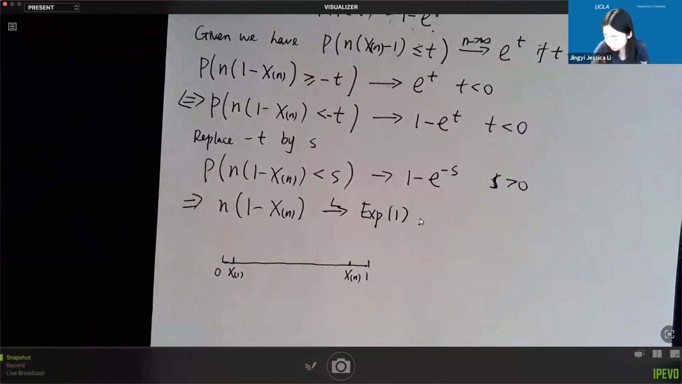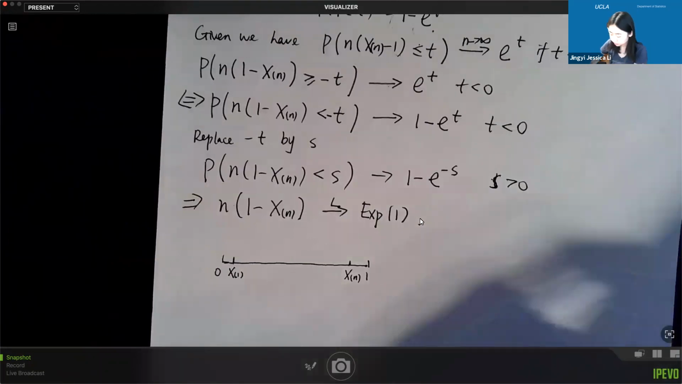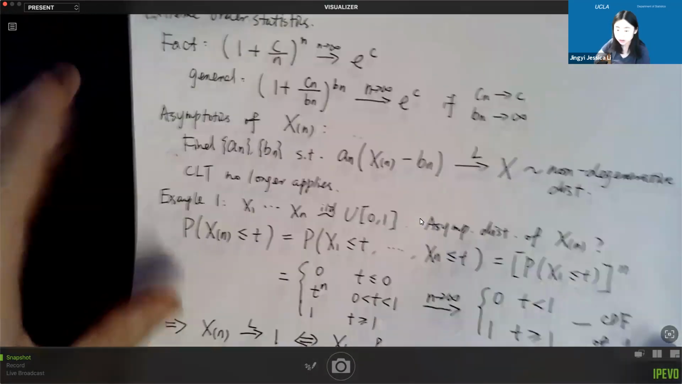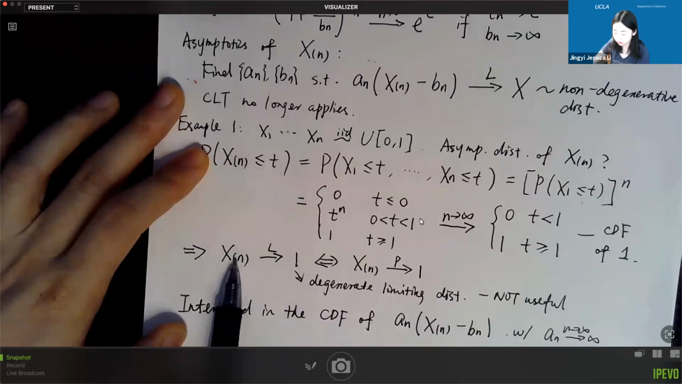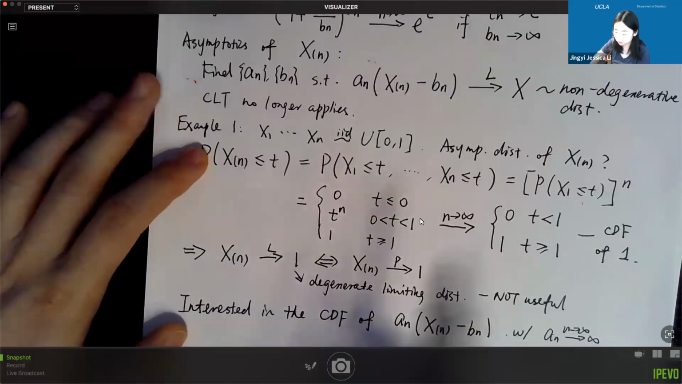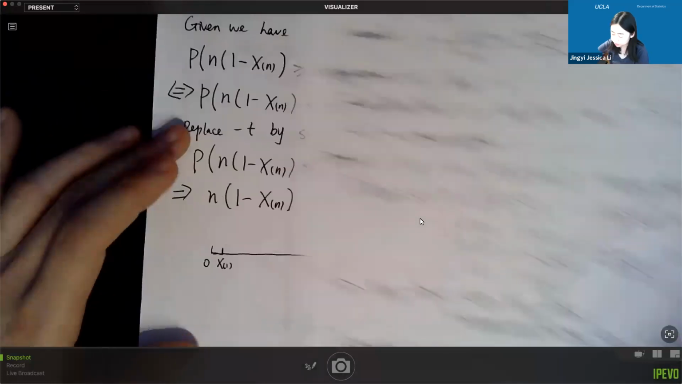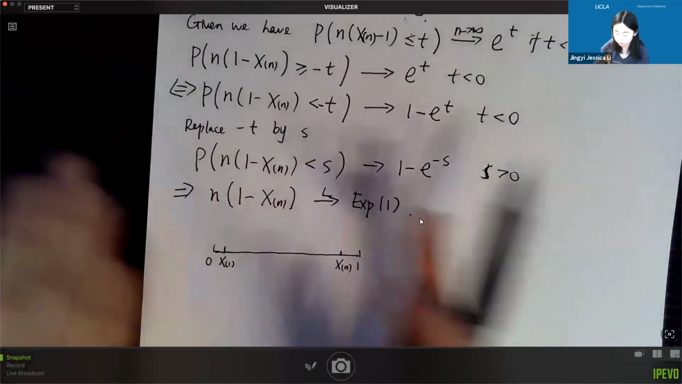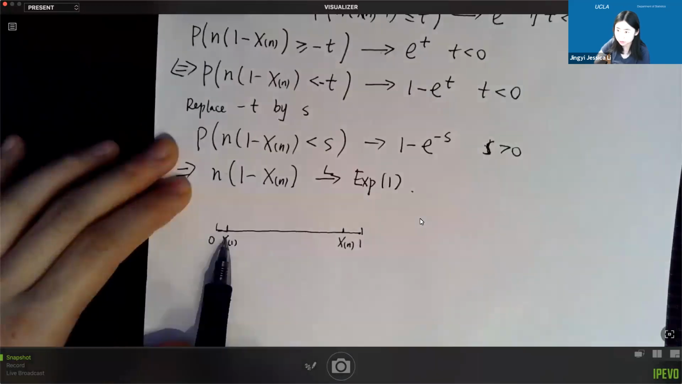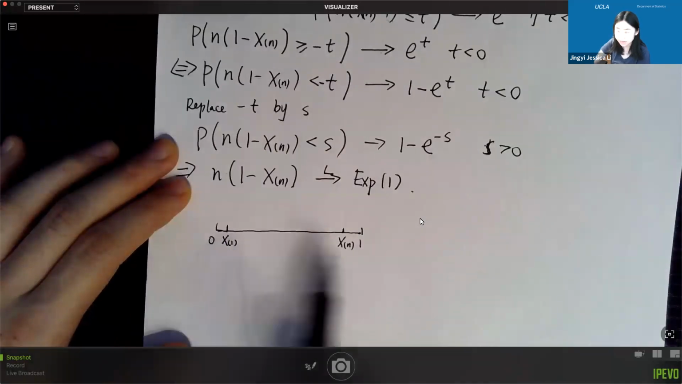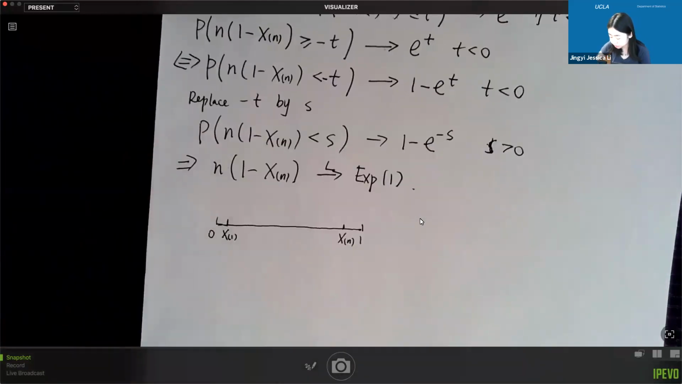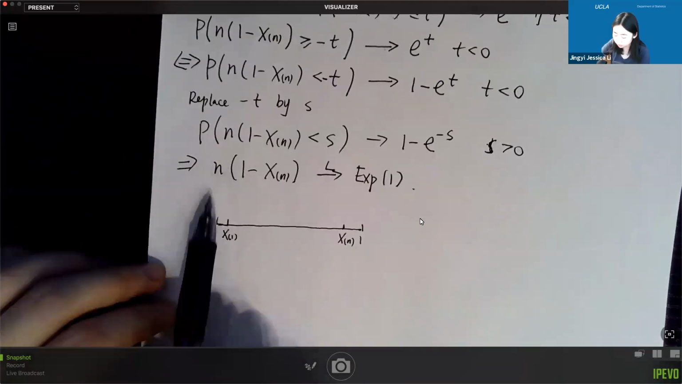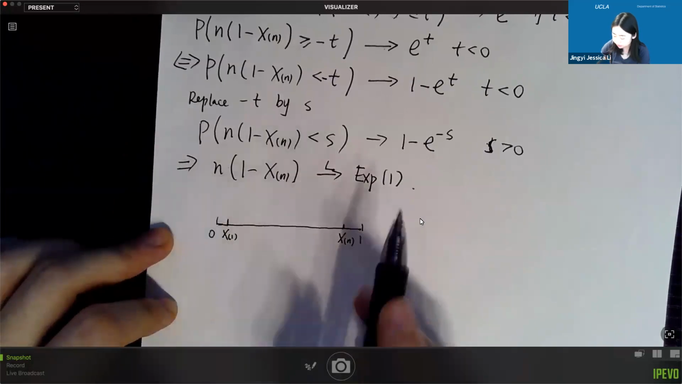And what you also know, from our discussion here, is that our largest xn converges in law to 1. So the more you draw, the two boundaries are going to be pushed to the two ends. So x1, the minimum, is going to converge to 0. xn is going to converge to 1, right? But how fast does that converge?